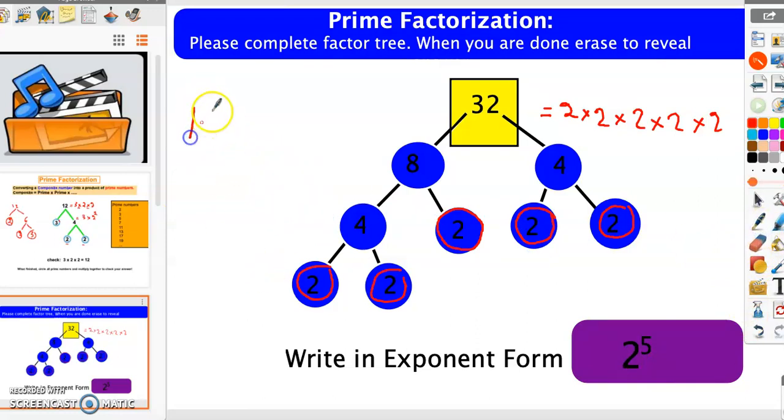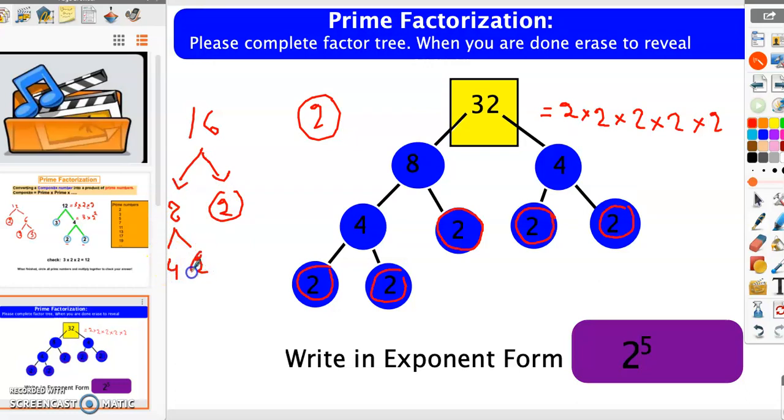If you want to write it as 16 times 2, so 2 is a prime number. We have 16 equal to 8 times 2. 2 is also a prime number. 8 is equal to 4 times 2, we have 2 a prime number, and 4 is equal to 2 times 2, so it's equal to 2 times 2 times 2 times 2 times 2, 5 times, so we will get the same solution.